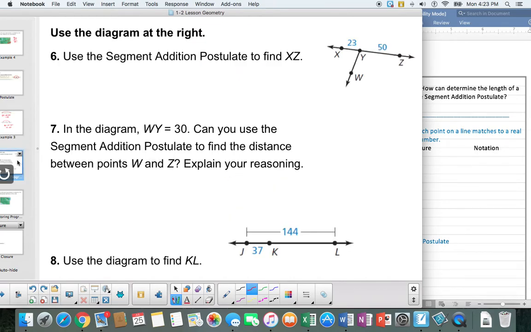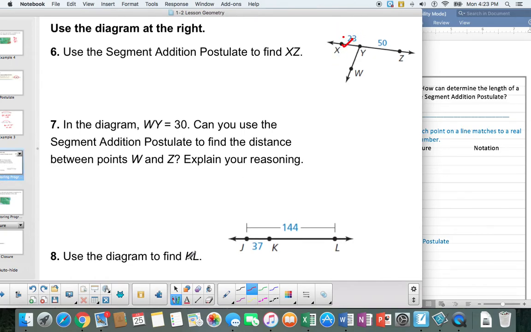Let's continue doing more problems. We want to find XC, and that's a big distance. So we know it'll be the sum of 2 smaller distances, and the answer will be 73.